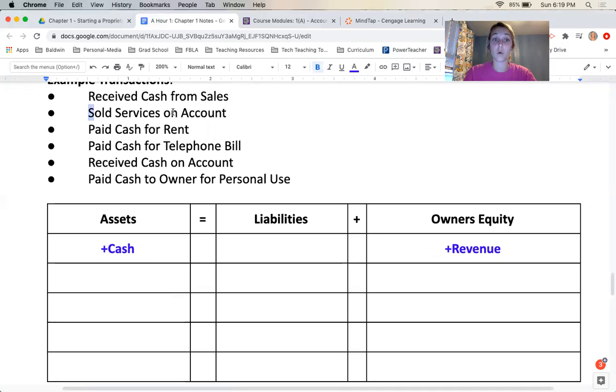Next one, we sold services on account. We see the word sold. We know that has to do with revenue. Revenue is owner's equity. Revenue increases. On account means that we have not received cash yet. So that is the accounts receivable, which is an asset to us. So we're going to increase our accounts receivable.